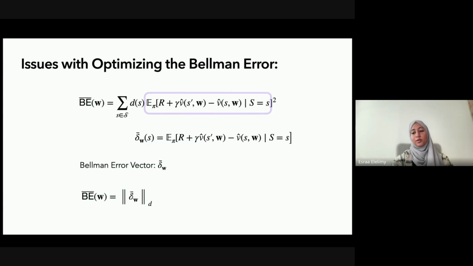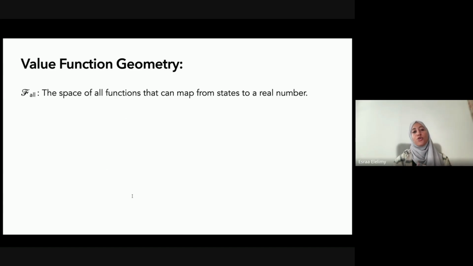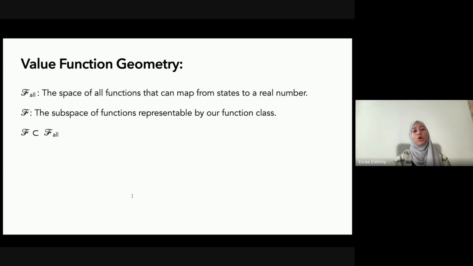If we try to plot this vector, before that, we can imagine that there is a space of all functions that can map from states to real numbers. Any of those functions can be a potential value function, right? Because they can map from states to a real number. But of course, some of them will not be representable in the function class that we choose. And maybe some of them are not as interesting. The important thing here is, depending on the function class that we choose, we might not be able to represent all possible functions. If I choose linear function approximation, there will be some functions that I will not be able to represent, and so on. So the space of functions that we can represent, f, will be smaller than the space of all possible functions, f all.